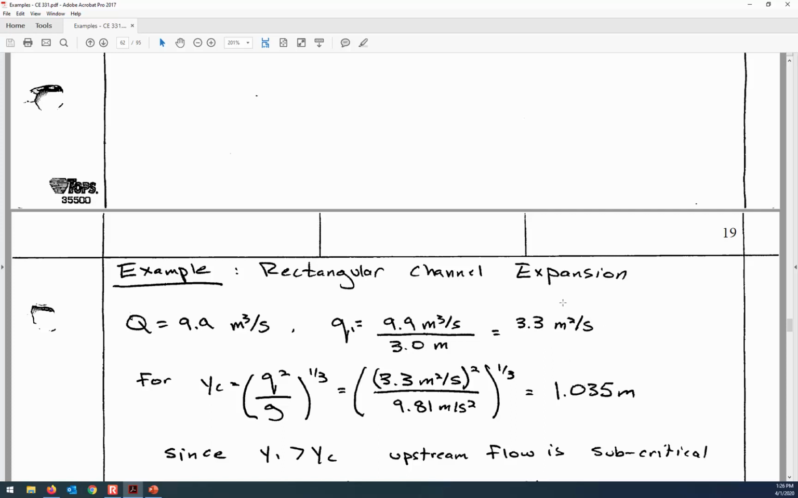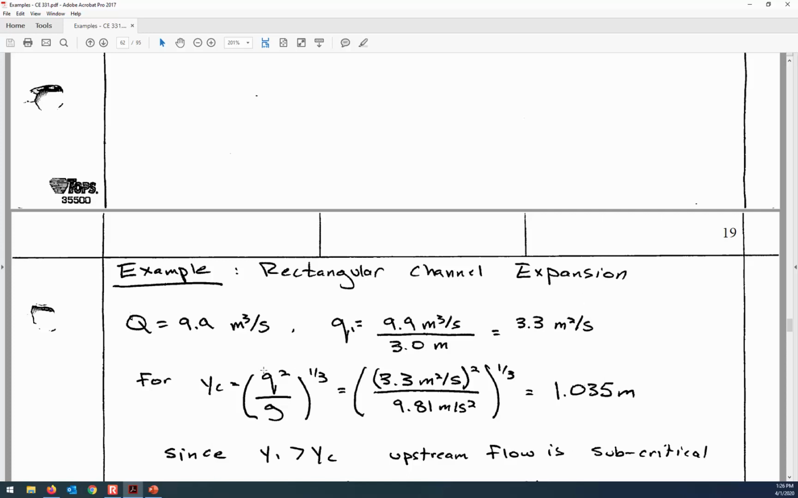So the units there, if you think about it, that's a flux. It's talking about how many cubic meters per second are flowing through each meter width of the channel. So we could say cubic meters per second per meter, or just canceling out the like units makes it 3.3 meters squared per second.